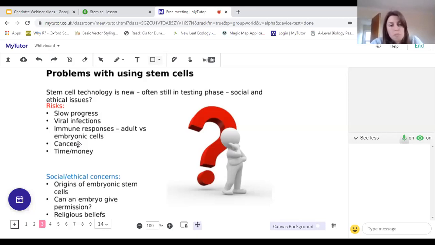There's also been some evidence that the use of stem cells might be linked with cancerous growths as well. So there are lots of these things to bear in mind and think about when you're thinking about the use of stem cells in medicine. This is the sort of thing that in an exam would have a long question after it: 4 to 6 marks, discuss the use of stem cells.